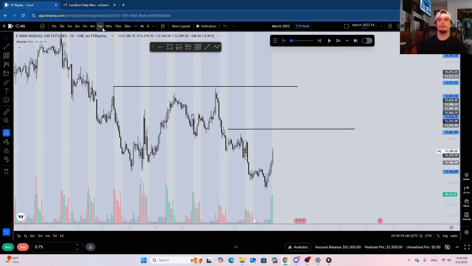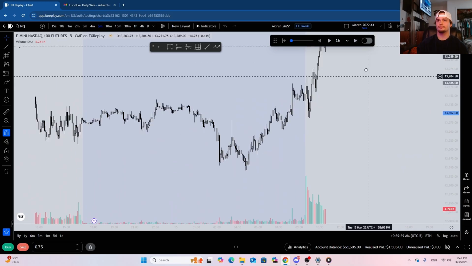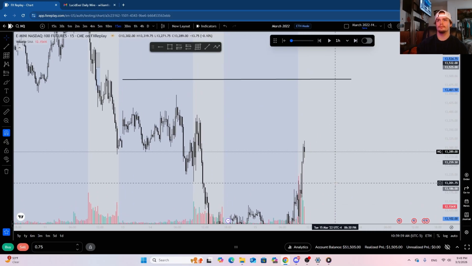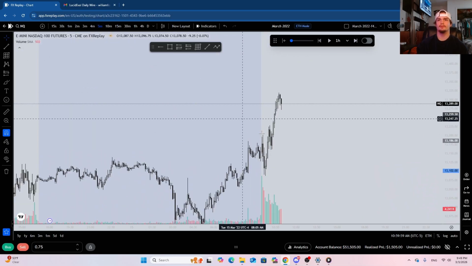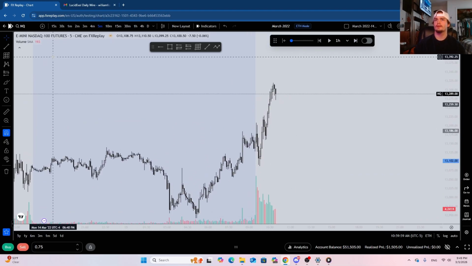All right, so at this point, it's already, damn, I just skipped ahead of the whole session. I'm a dumbass. Do I see anything that I would have taken here anyway? No. Price just kind of ripped up. I guess we did tap into this 5-minute, but we didn't really sweep any liquidity down here. So I wouldn't have taken that anyway.